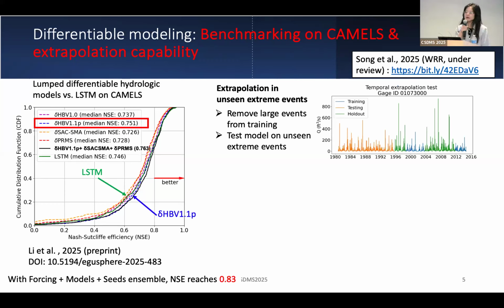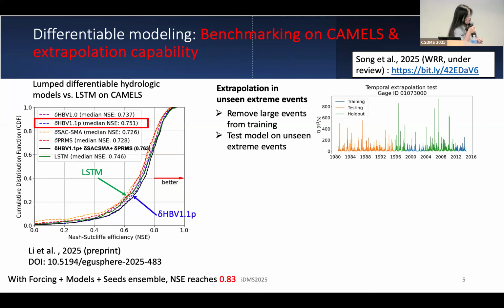Yesterday there was a very good question asking how those machine learning models perform in extreme events that are not shown in the training dataset. So here we are also curious about the extrapolation capability of differentiable models, which can decide how much we can trust this model. So we designed an extrapolation test on untrained extreme events.